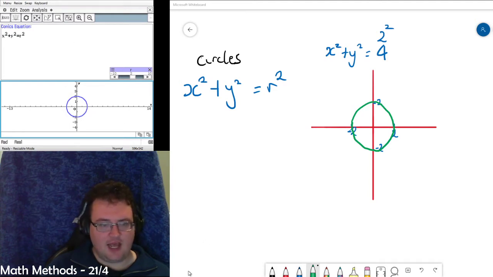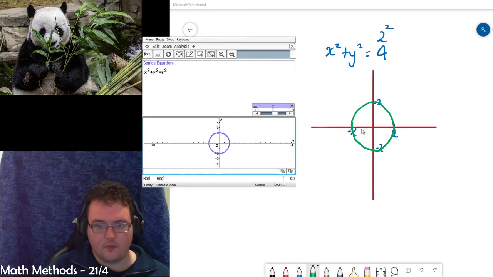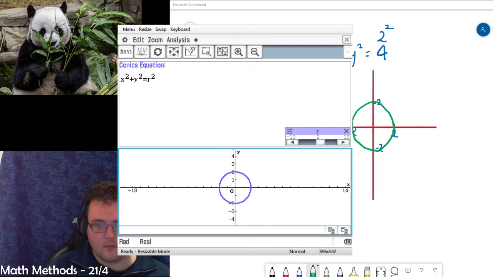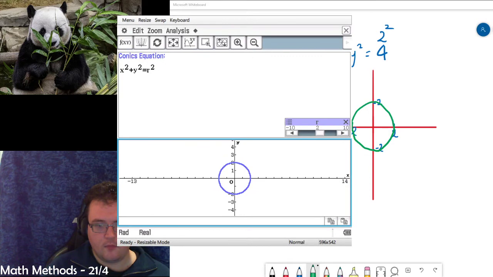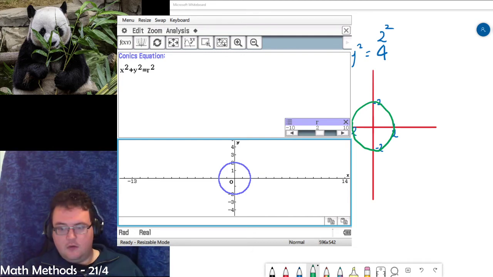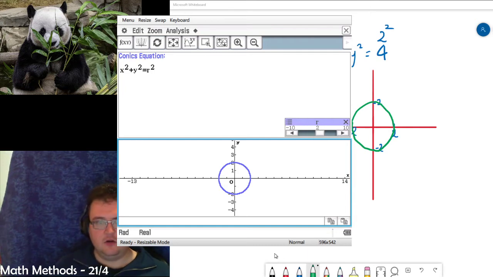Can I make the CAS screen a little bigger? Is that big enough for you? Can't leave it like that, but that's what it looks like.